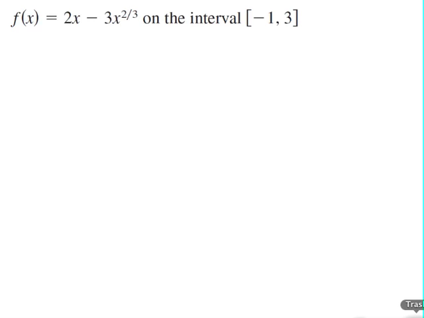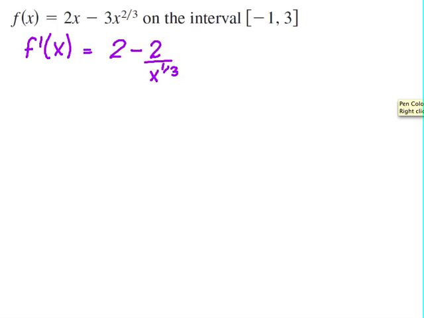First, derivative. Let's do it. So let's find the first derivative. So f prime of x equals 2 over x to the 1/3, okay, so 2 over x to the 1/3.